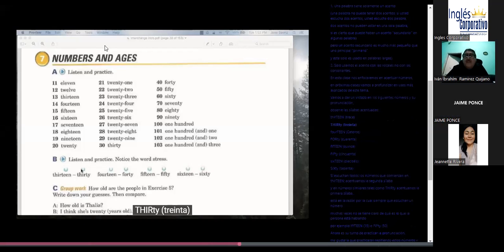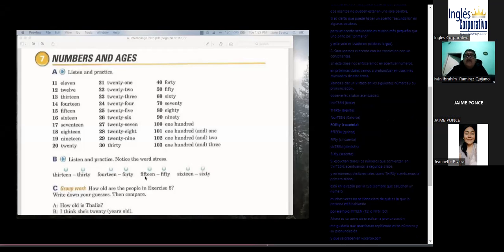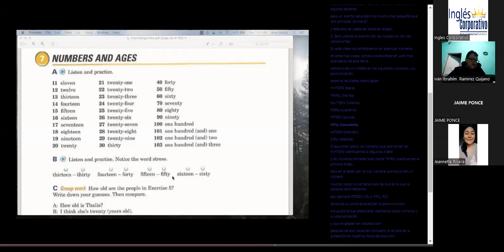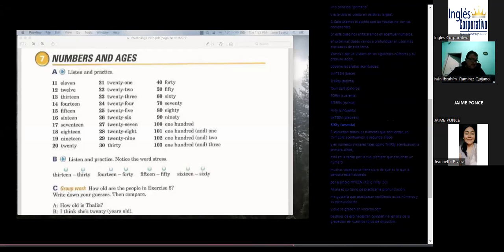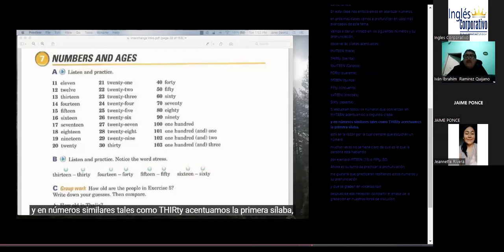13, 30, 14, 40, 15, 50, 16, 60. If you hear all the numbers starting at 13, we will stress the second syllable, and similar numbers such as 30, you'll stress the first syllable.